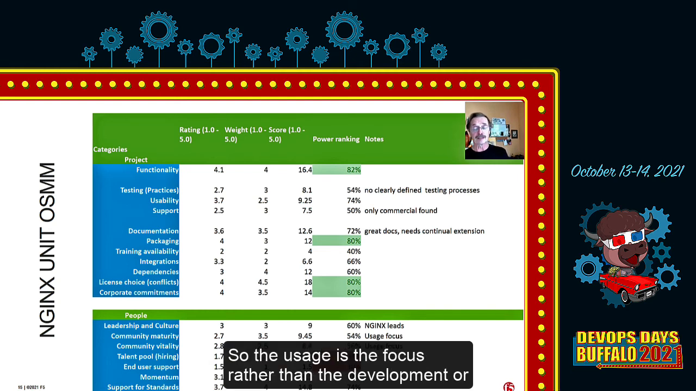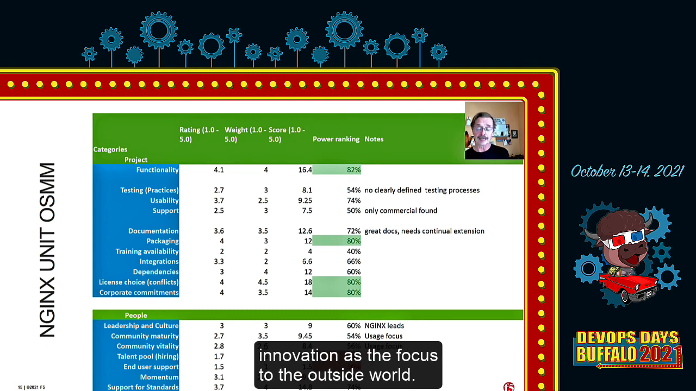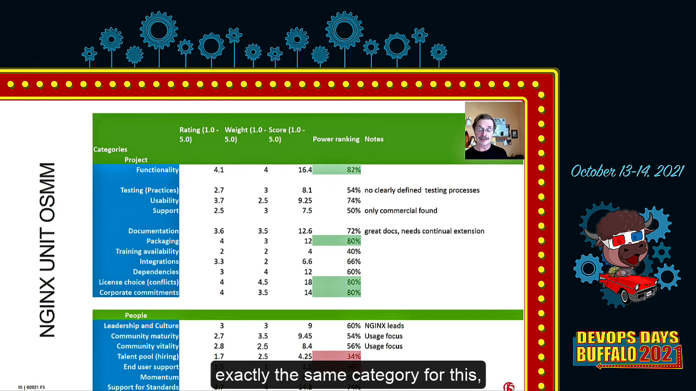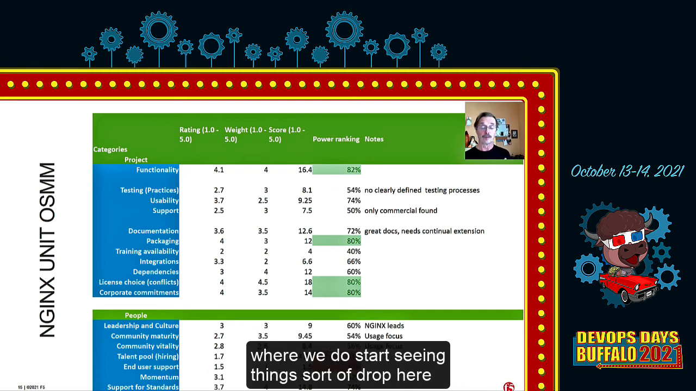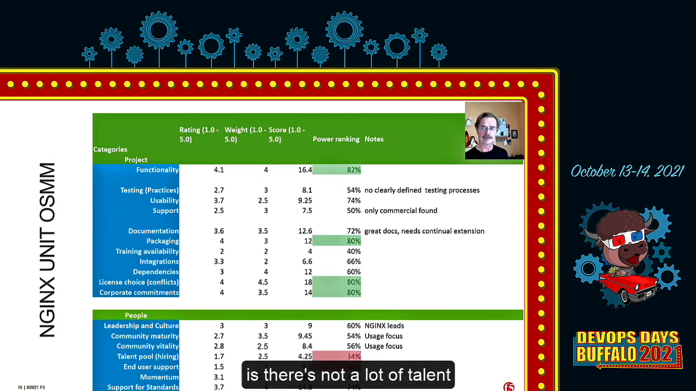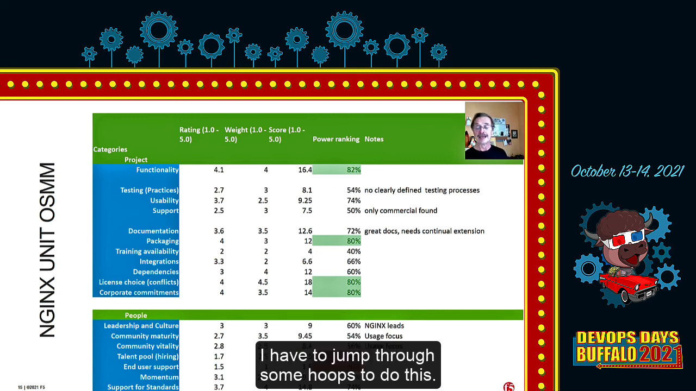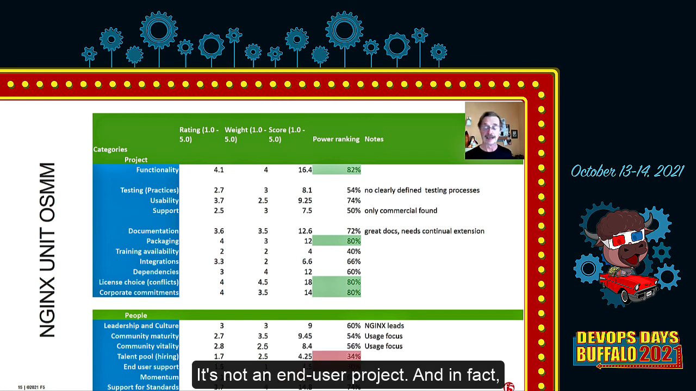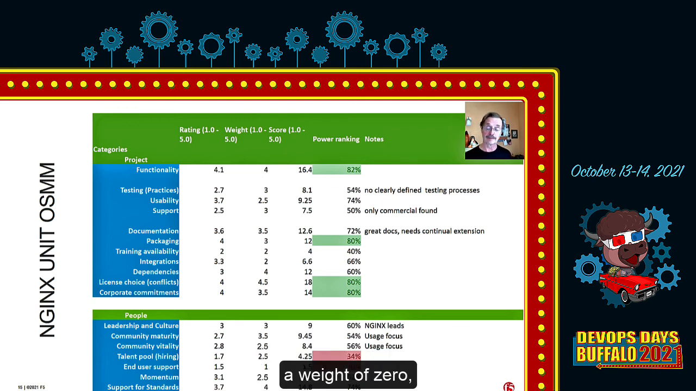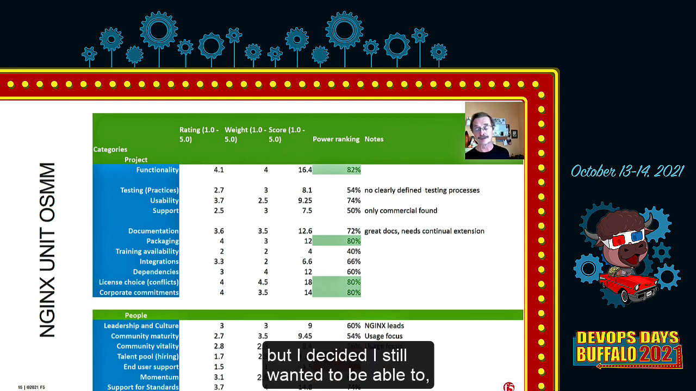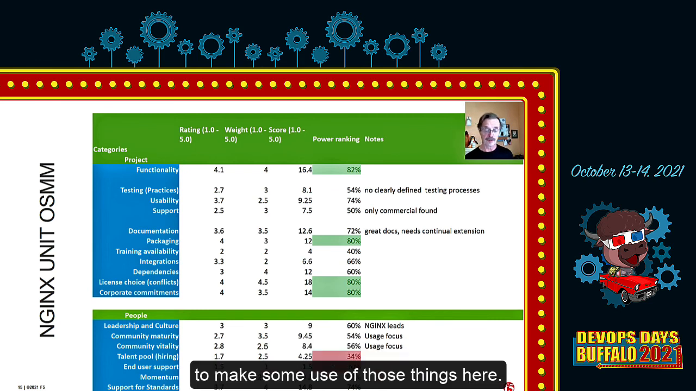So the usage is the focus rather than the development or innovation as the focus to the outside world. Likewise, that vitality falls in exactly the same category for this. Where we do start seeing things sort of drop here is there's not a lot of talent, because this project is not something I can easily get involved with. I have to jump through some hoops to do this. It also doesn't have a lot of end-user support. It's not an end-user project. In fact, in this particular case, I almost thought of making this one a weight of 0, but I decided I still wanted to be able to make some use of those things here.